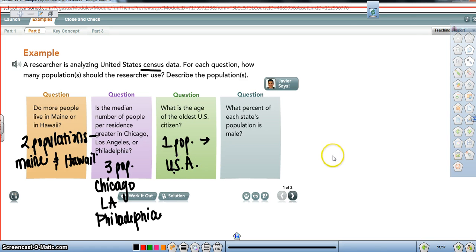USA. What percent of each state's population is male? Well, we want to look at each state's percentage of male residents, then we would need to investigate each state. And so that would be 50 populations. We would have to study each state. So sometimes we have multiple populations because we want to divide our larger group into smaller groups and learn something about each one of those smaller groups so that we can compare them.